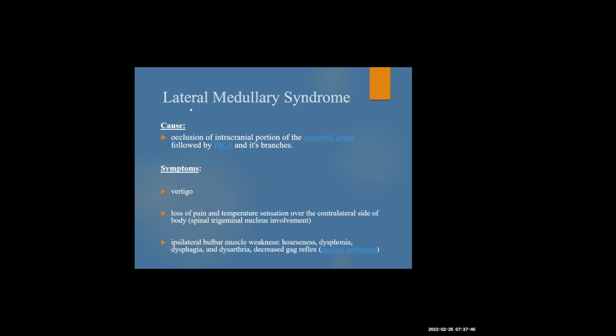Just from a neurologic point of view, it's an occlusion of the intracranial portion of the vertebral artery, followed by the PICA and its branches. These are the symptoms: vertigo. Then characteristically, it presents with loss of pain and temperature sensation on the contralateral side of the stroke, but with ipsilateral bulbar muscle weakness on the same side of the stroke. So hoarseness, dysphonia, dysphagia, dysarthria, lower cranial nerve mediated deficits.